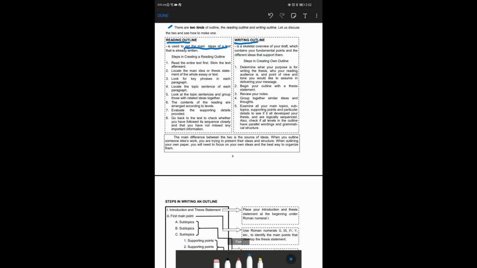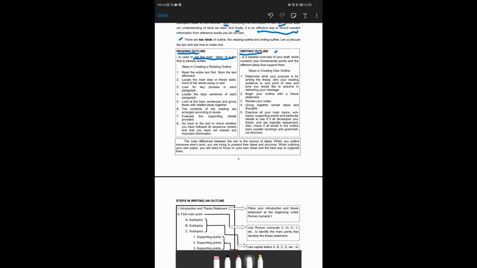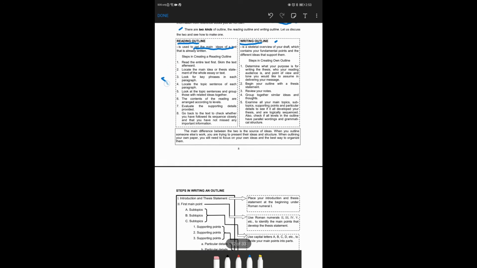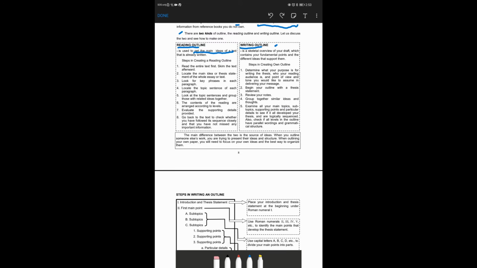Now, what about the writing outline? In the writing outline, of course, from the word write, this is an outline that you do when you're about to write a paper. Earlier, in the reading outline, you read a text. In the reading outline earlier, there was already a text provided. Here, you're just about to write the text. You're still going to write it.